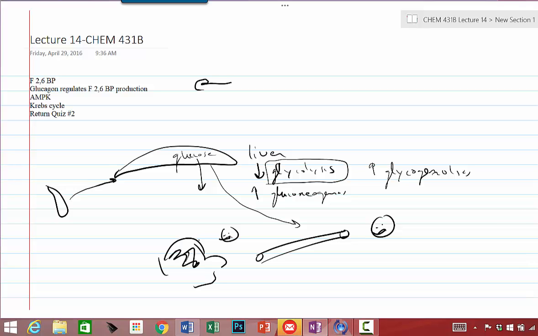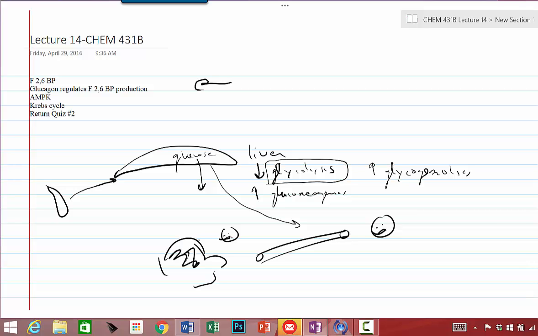So this enzyme then shuts down. It doesn't make any more fructose 2,6-bisphosphate.